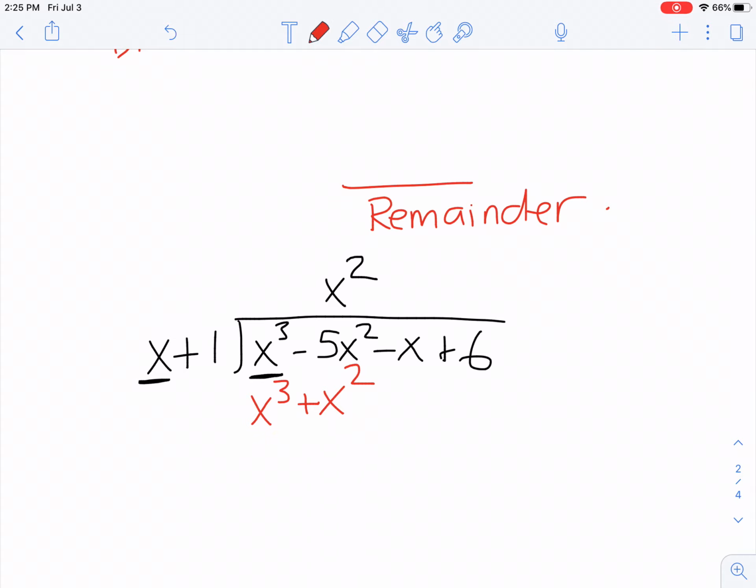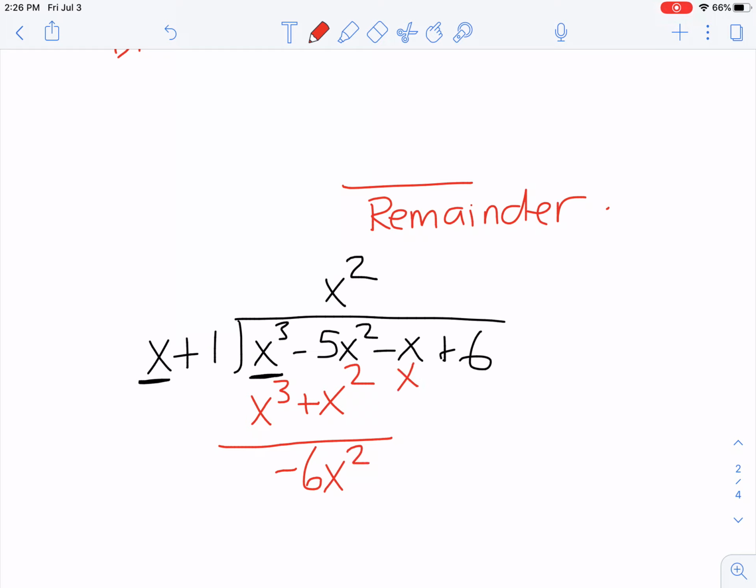The next step, just like with numbers, is to subtract. So it's important that everything is lined up here by power. If you have any terms that are missing, so for example, if you had 0x's included there, you would want to write in the 0x as a placeholder. So we want to subtract. We have x cubed minus x cubed is 0x cubed. Negative 5x squared minus x squared gives me negative 6x squared.